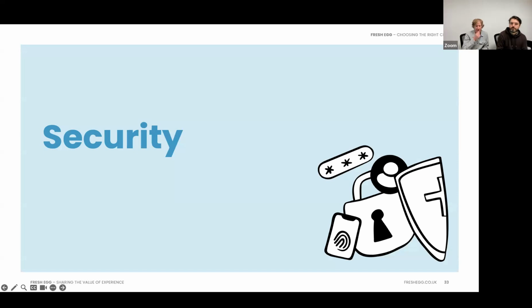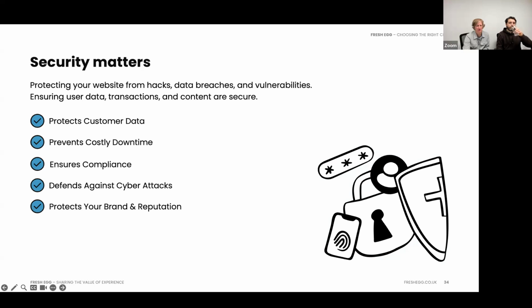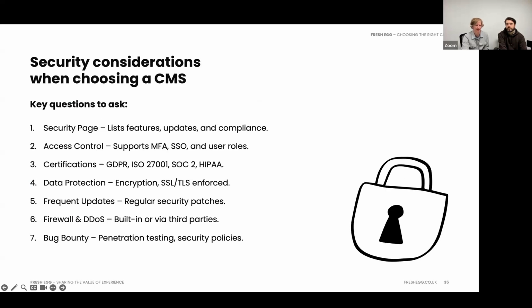Cool. So we're going to talk about security. I'm conscious of time, and I think we've gotten quite a few questions through, so I want to leave time for that. So we're probably going to speed through slightly quicker. Not that these are less important. Obviously, security is massively important. So why is security important? It protects your customer data, prevents costly downtime, and really it protects your brand and reputation. I mean, obviously, as a CMS vendor, you'd be looking at security, right? So everyone's going to be asking about security. So again, with the breadth of CMSs available, how can you basically find out about this?